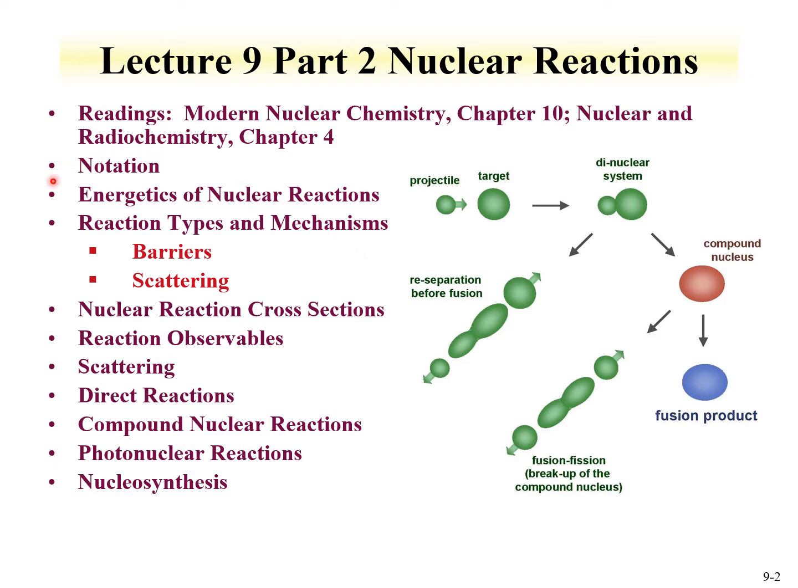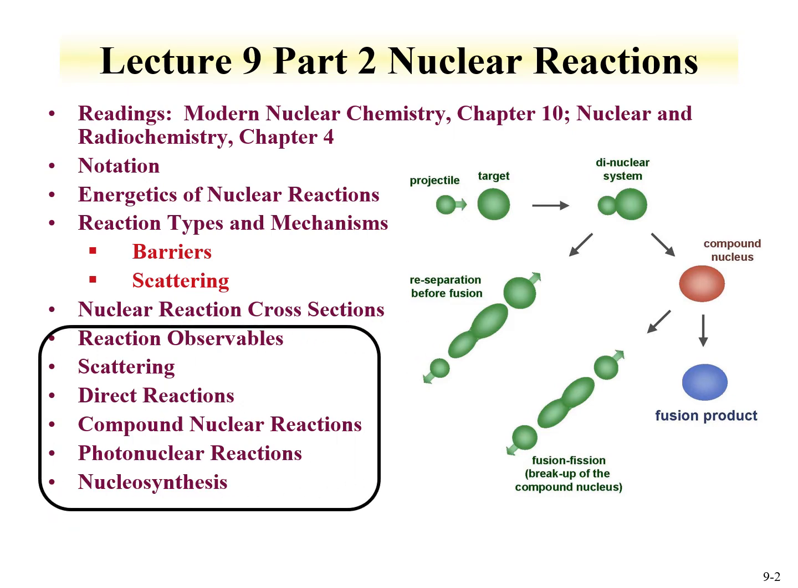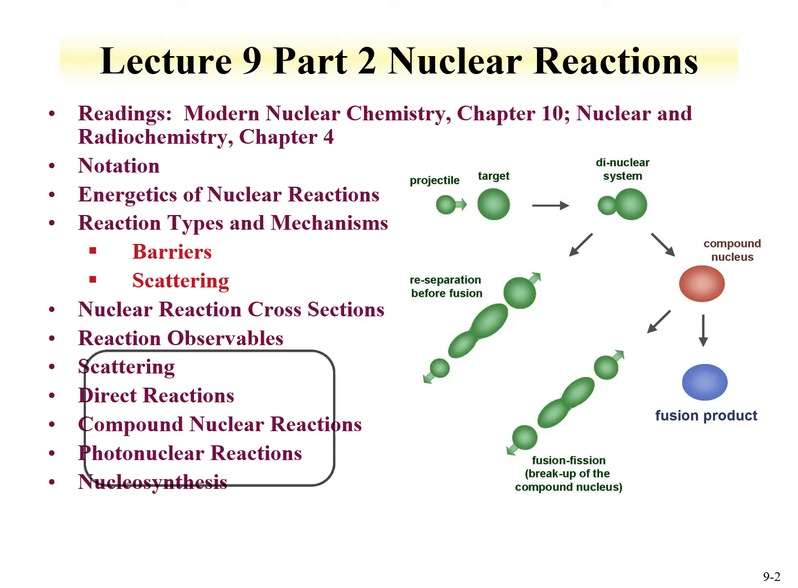Part 1 covered notations, energetics of reactions, reaction types and mechanisms, and ended with nuclear reaction cross-sections. Part 2 is going to cover some reaction observables, discuss different types of reactions, including scattering, direct reactions, compound nuclear reactions, where the projectile and target fuse together, reactions with photons, photonuclear reactions, and then we'll complete the lecture on nuclear reactions with the discussion of nucleosynthesis.